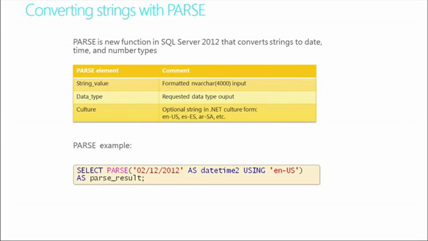Parse is a new function that was introduced in 2012 that converts strings to date, time, and number types. Is this replacing anything, or is this new functionality? No, this is net new functionality. Okay, so nothing's going to be deprecated. Yeah, correct. Parse is converting basically strings to whatever other more exact data types that you have, and the typical example is obviously numbers and dates, right?